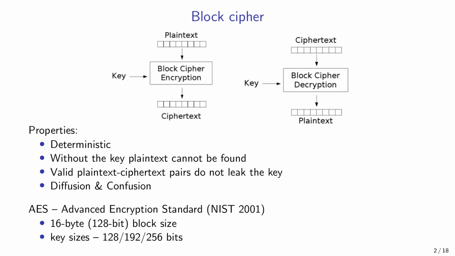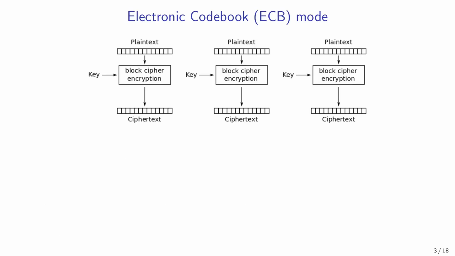Now, as you see, the block cipher itself is quite a simple and secure primitive. However, the problem is that in real life, we usually want to encrypt something larger than just 16 bytes of data. We want to encrypt gigabytes of data. So how do we do that?